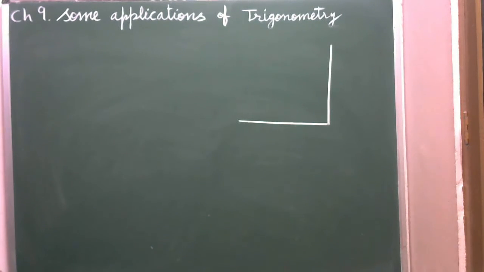Dear students, today we are going to start chapter 9, some applications of trigonometry. As we have done the chapter on trigonometry, we have to use the application of that chapter here. Let us consider the questions of height and distance.